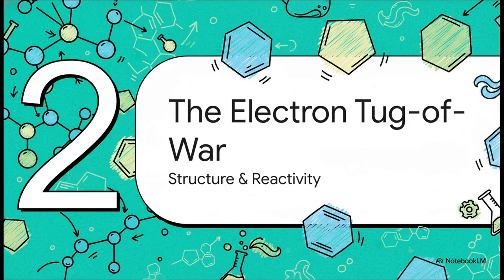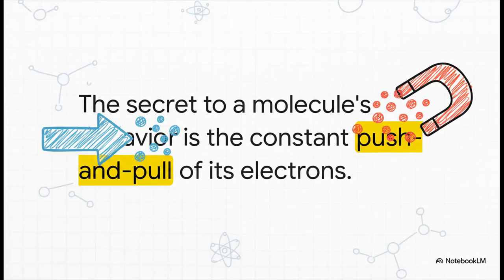Okay, so we've got the what down. We know the steps. But the real question, the much more interesting one, is why? Why do these reactions happen at all? Well, to answer that, we have to look at the invisible forces pulling the strings behind the scenes. And this brings us to section 2, the electron tug-of-war. This is pretty much the secret sauce of all of organic chemistry.